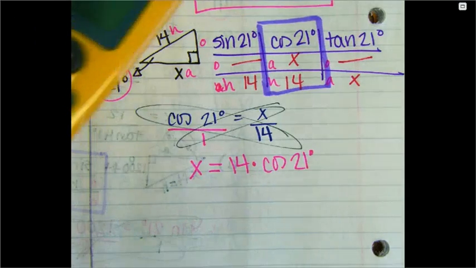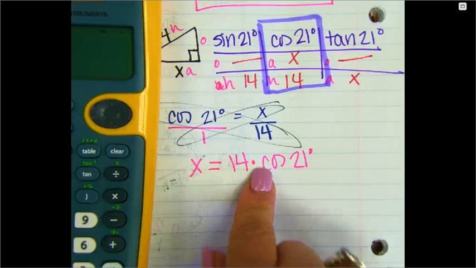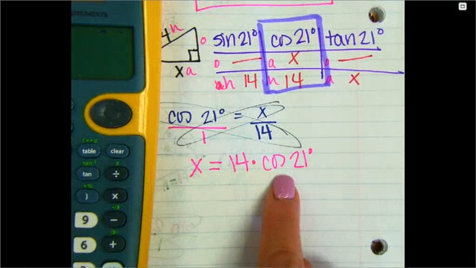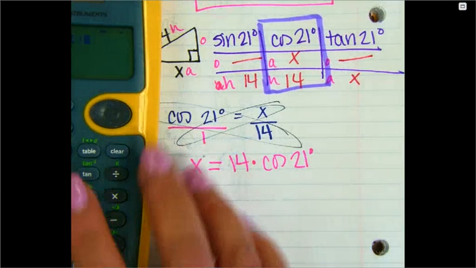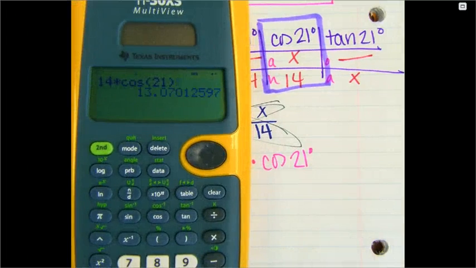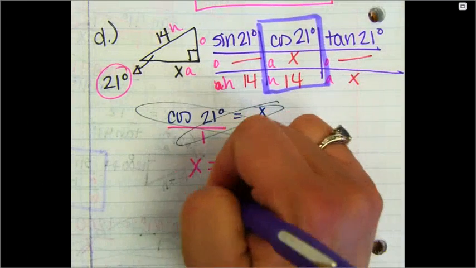So now take the calculator and go ahead and put 14. The dot means what? Multiply, so push multiplication. What's our operation that we're using? Which trig function? Cosine of what degree? 21, so it should look like this, correct? Well, for most of you. Some of you have different calculators. Go ahead and press enter and tell me what you get. 13 point what? 13.1.